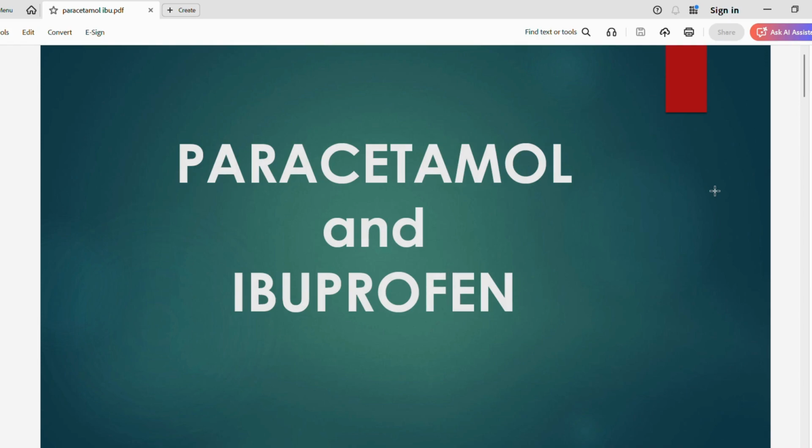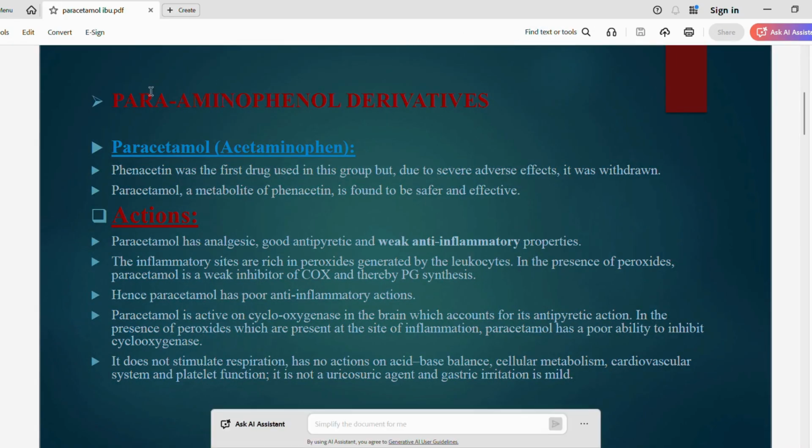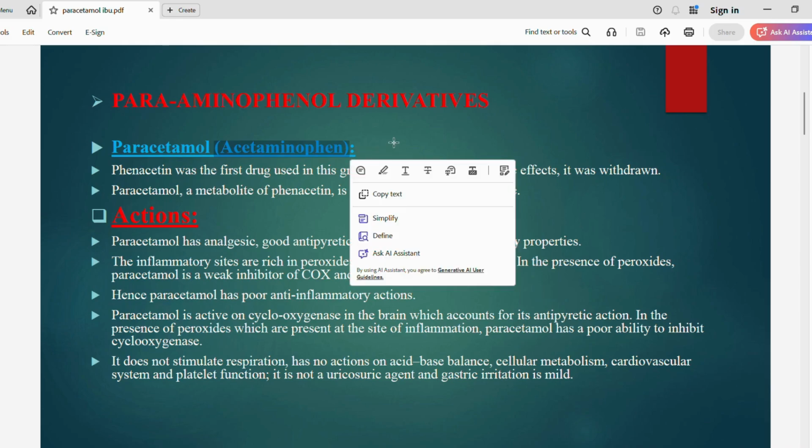In this video, we will cover next drugs that are paracetamol and ibuprofen. In the last video, we have already covered aspirin as well as introduction to NSAIDs. Now we will see paracetamol first. So paracetamol comes under para-amino phenol derivatives. So paracetamol is also called as acetaminophen.